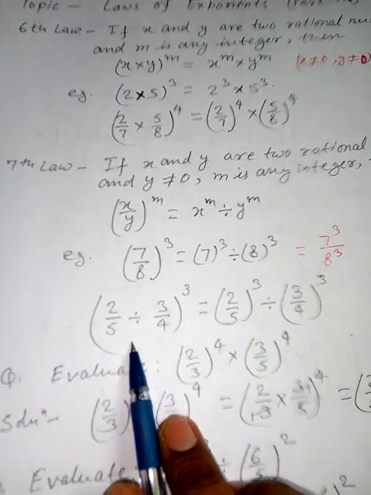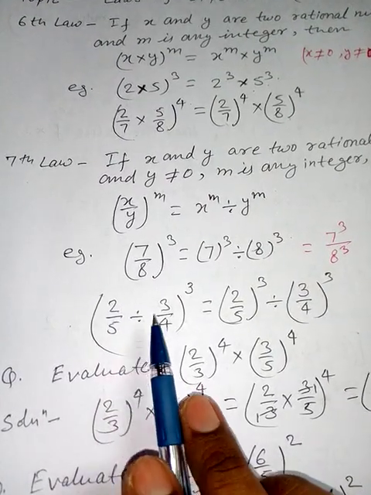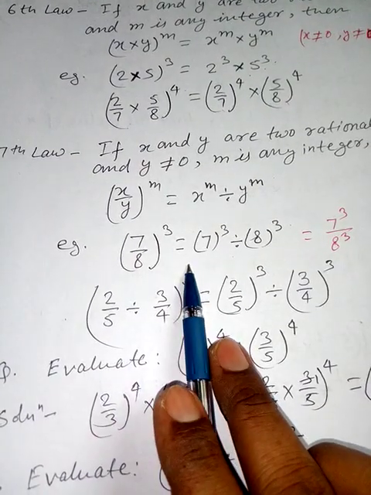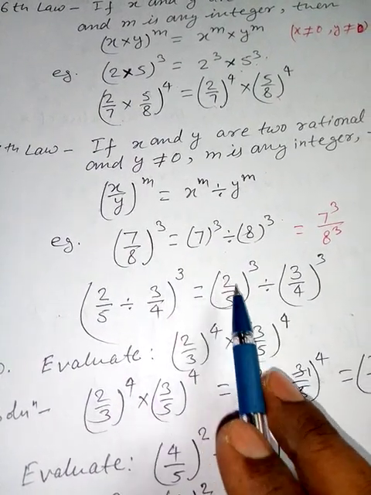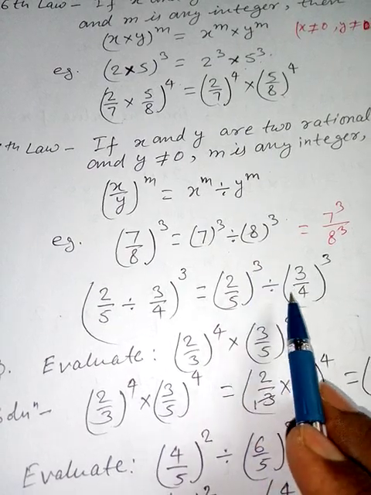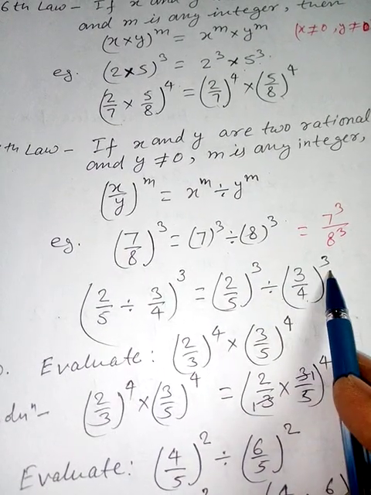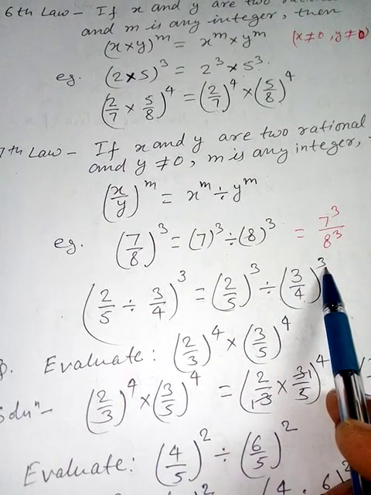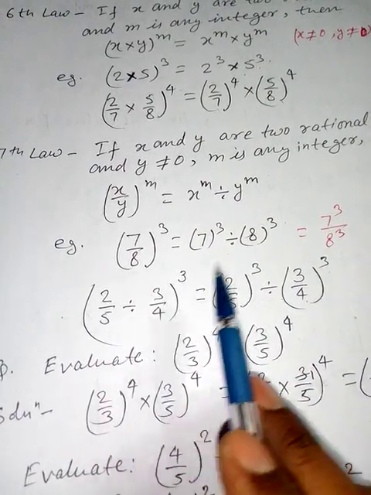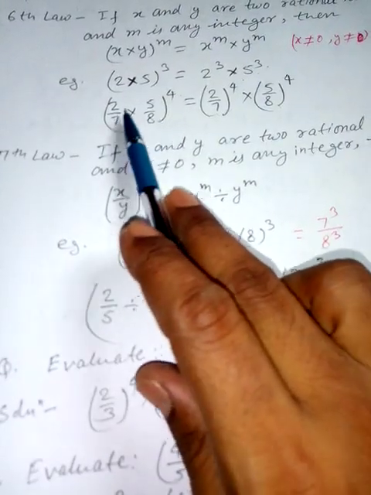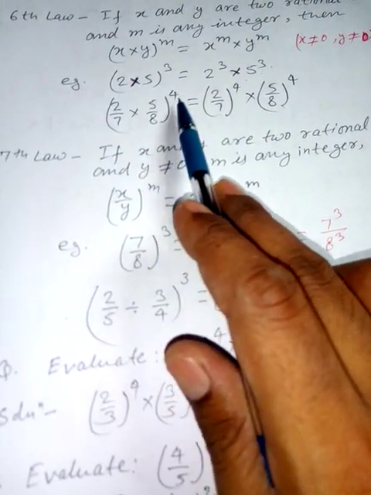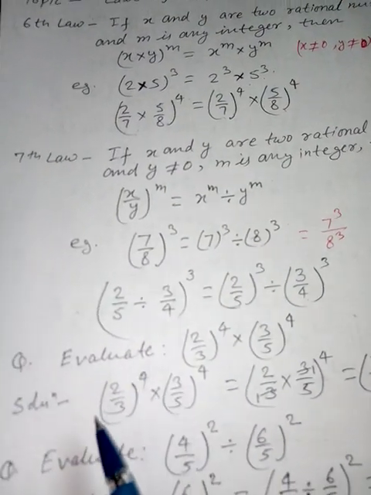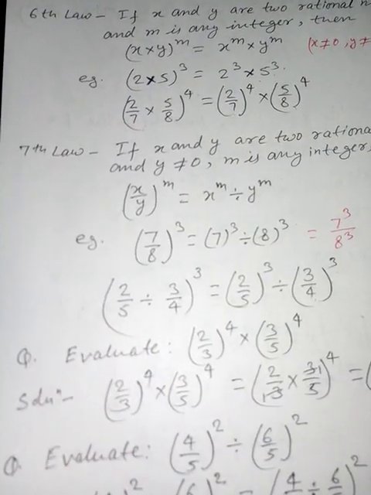Suppose for this example, (2 by 5 divided by 3 by 4) whole to the power 3, then you can write (2 by 5) whole to the power 3 divided by (3 by 4) to the power 3. You can separate, because the powers are same and the bases are different. If the bases are different, then you multiply it in the same bracket and write the power, in multiplication and division also. Here I am taking another example.